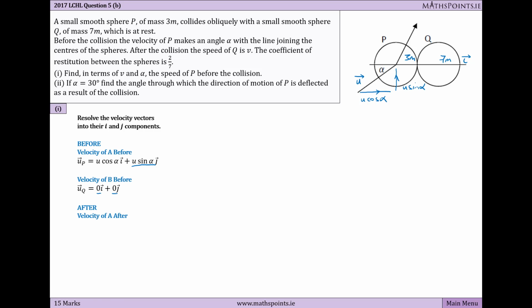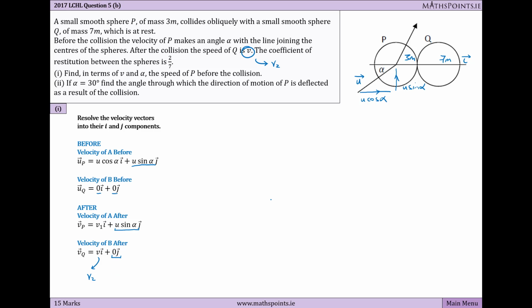So after the collision, the velocity of P is v1 i plus u sin alpha j, and the velocity of Q is v i plus 0j. Now normally this v would be v2, but we're told in the question that the velocity of Q after the collision is v, and so that v is what would normally be v2.